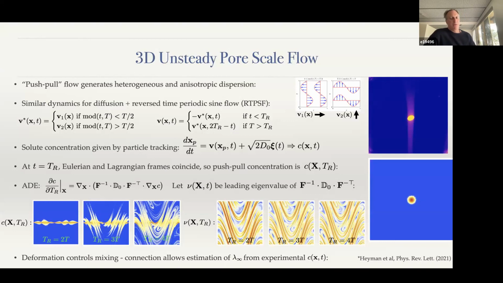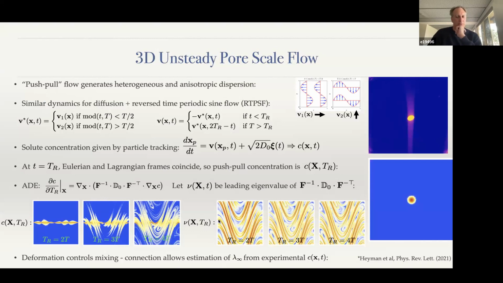The push-pull flow can also be modeled as a time periodic sine flow, and what we do to analyze and understand transport in this flow is we make the time periodic sine flow reversible. So we run the flow forward in time and then backwards, and we look at advection and diffusion under this scenario. Because of reversibility of this flow and the periodicity of the system, the Eulerian and Lagrangian frames coincide at periods of the flow. And so the concentration field is driven by the highly anisotropic effective dispersion tensor of this system in the Lagrangian frame.